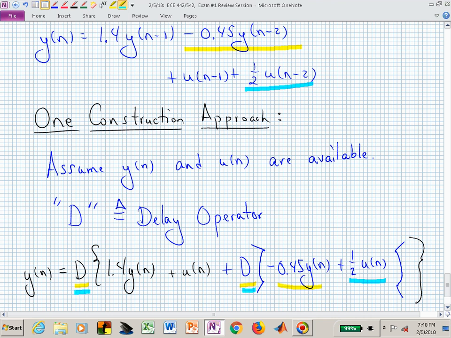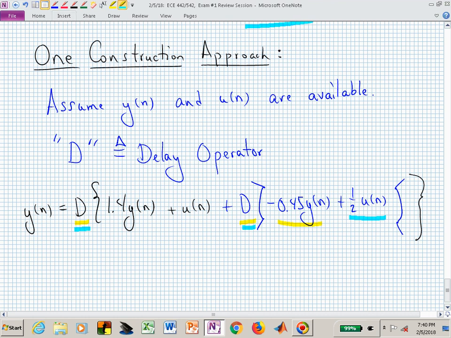Is that clean? Now what I want to do, I said I have access to y of n and u of n, and that's all I have up here, and I can now combine these with summing junctions and delay blocks, because that's the only thing that's different besides y of n and u of n in this equation. First, let me create this innermost bracket.